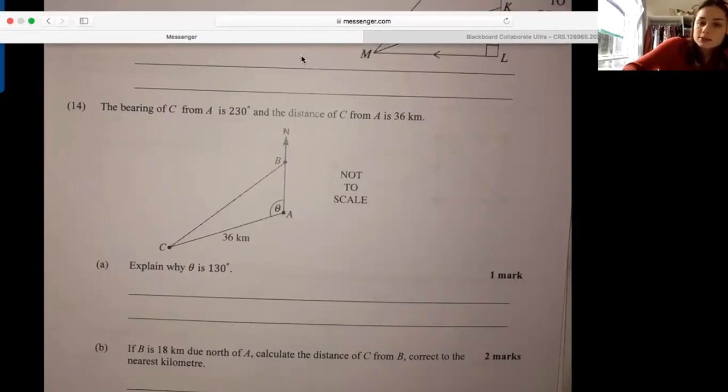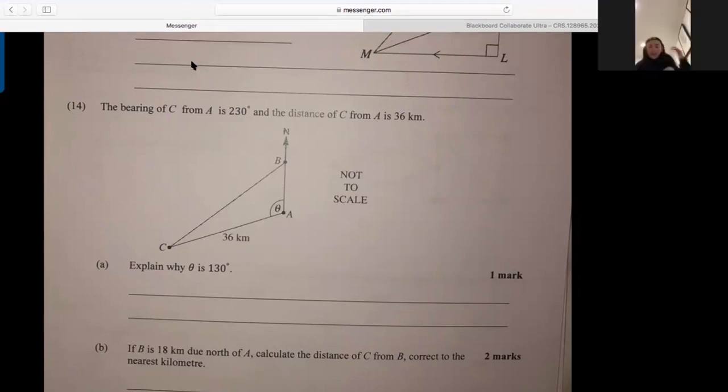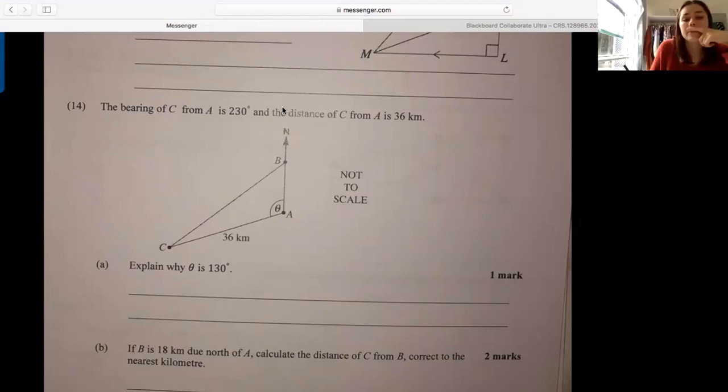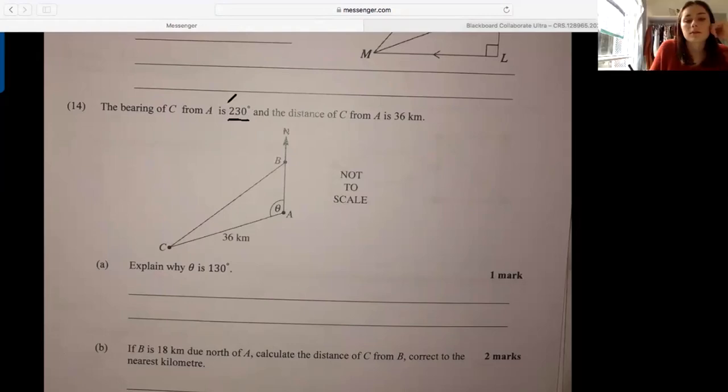Have you got any ideas? Is it like the thing that we did before, like on the cross things? I forget what they were called. Like the difference between a true bearing and a compass bearing, that thing. Yeah. So this one's a true bearing.